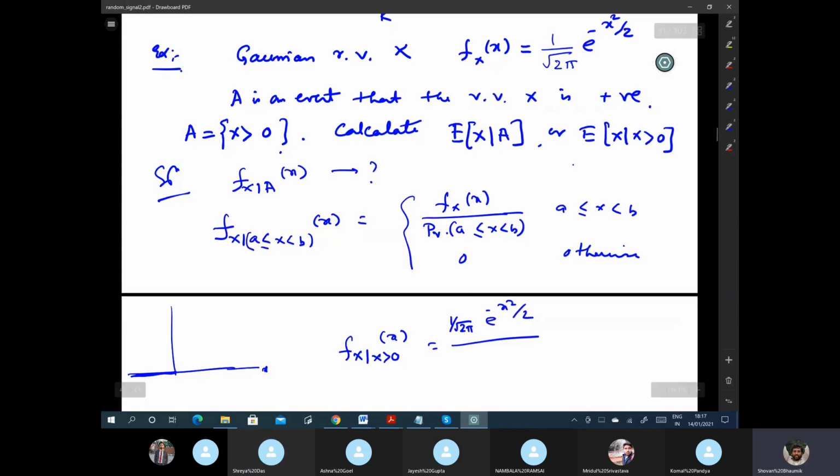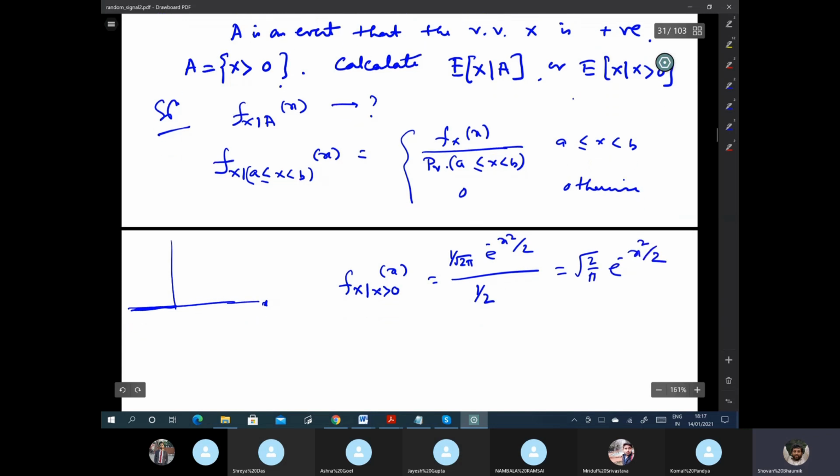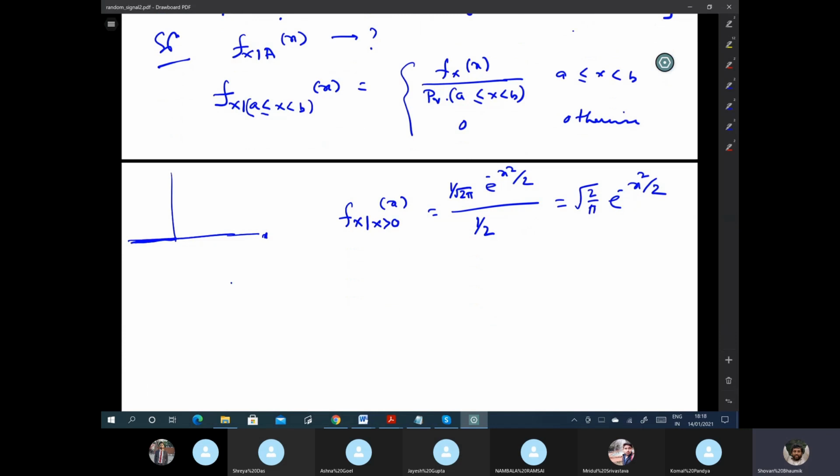Definitely it is half, because it is half part of the Gaussian distribution. So if we do such a thing, what will we get as the conditional probability? That will be 1 by root 2 pi, 1 by 2 will go up, that means root 2 by pi, e to the power minus x square by 2, right? Now if you want to calculate the expectation E of x given x greater than 0, it means integration from where to where? You can do minus infinity to plus infinity, fine.